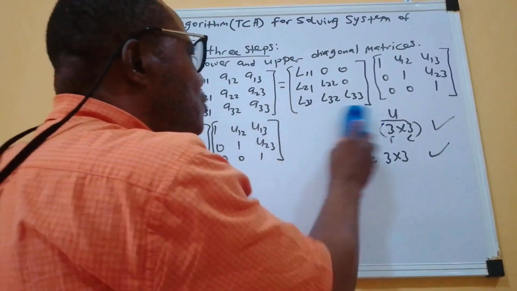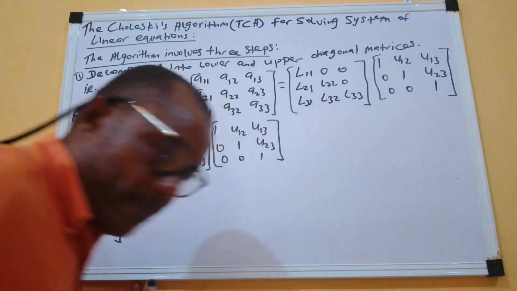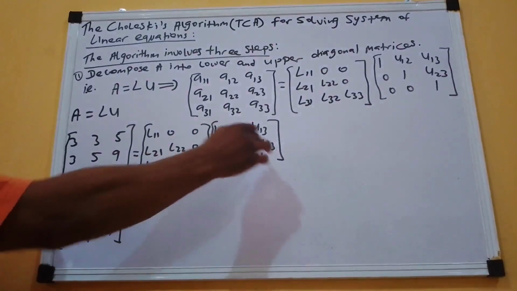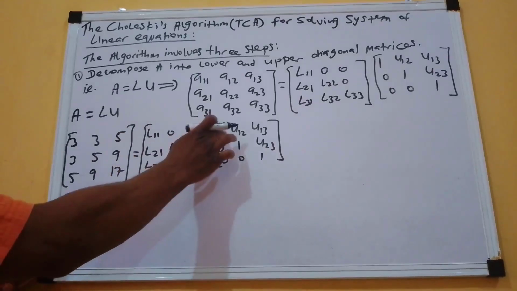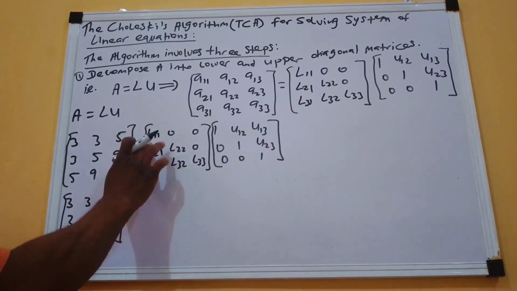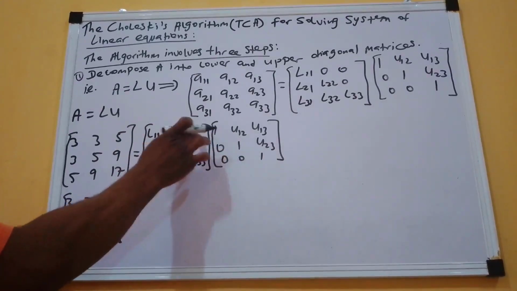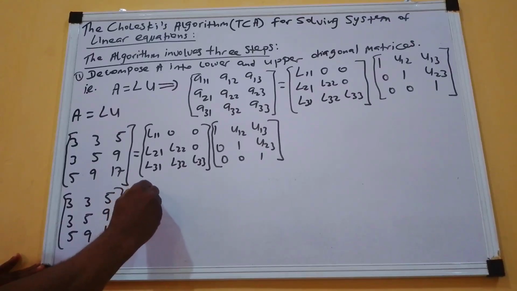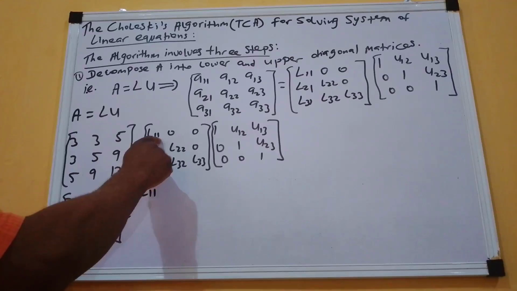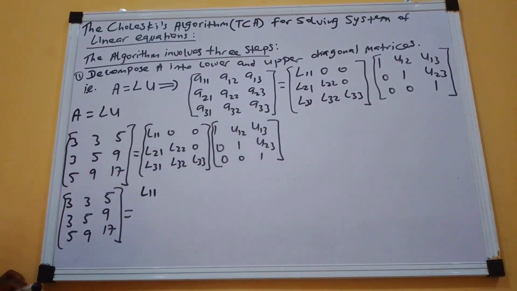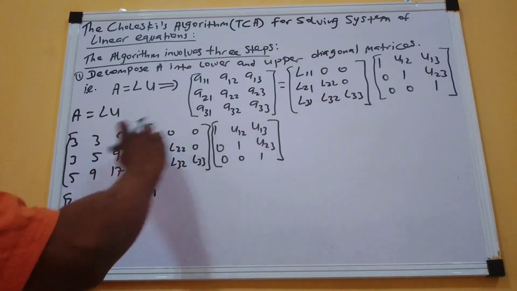Now we want to go ahead and multiply L by U. That means L and U can be multiplied, and the resulting matrix is going to be a 3 by 3 matrix. Now let's go ahead. L11 times 1 plus 0 times 0 plus 0 times 0. This will be L11. Then you come again, L11 times U12.